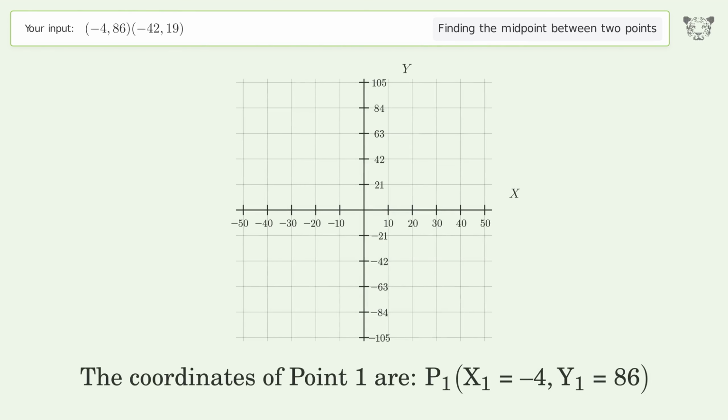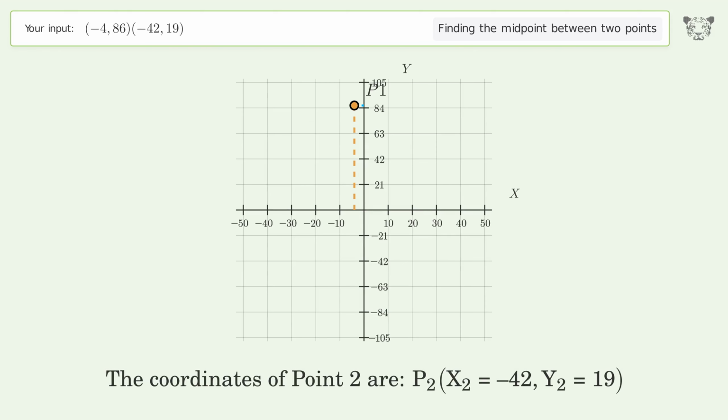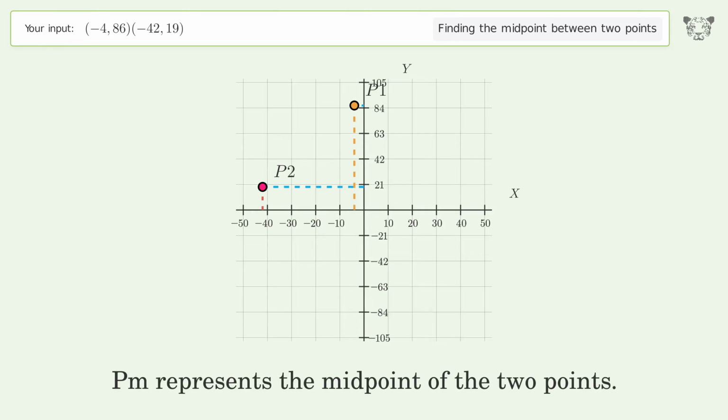The coordinates of point 1 are x1 equals -4, y1 equals 86. The coordinates of point 2 are x2 equals -42, y2 equals 19. PM represents the midpoint of the 2 points.